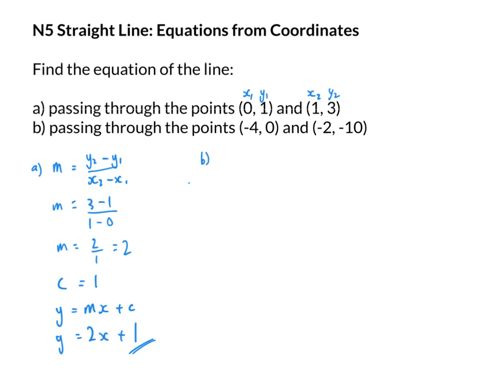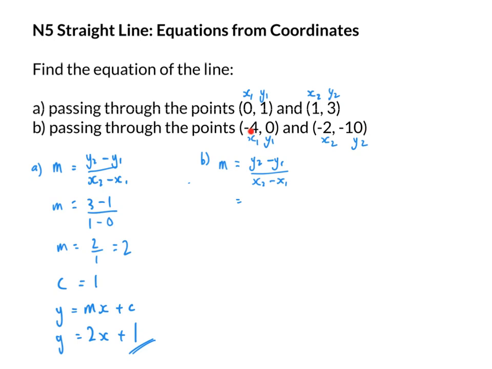B. I'm in the same situation here. I don't know what my gradient is, so I'm going to have to calculate it. So the gradient is the difference in my y's over the difference in my x's. I've got my coordinates written down, so I'm going to label them. First one's my x, x1, x2. The second one's the y's, y1, y2. I'm going to substitute these values in.